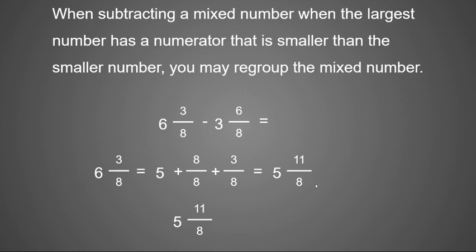So I have 5 and 11/8 minus 3 and 6/8. So I'm now going to be able to subtract my whole numbers. 5 minus 3 is 2. And then subtract my numerators. 11 minus 6 is 5/8. So my total would be 2 and 5/8.